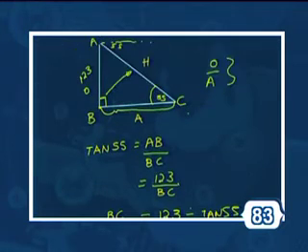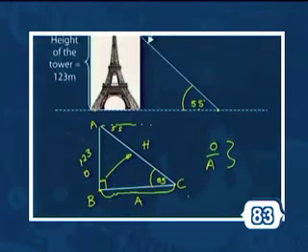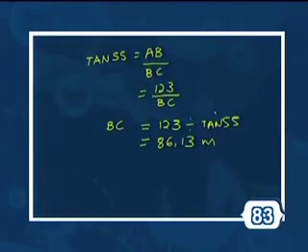So therefore the length BC, which is equivalent to the length from the base of the Eiffel Tower to the tourist on the ground, is in fact what we've just worked out as 86,13 meters. We have just seen how we can use Trig to help us to work out the lengths of the sides of a triangle.